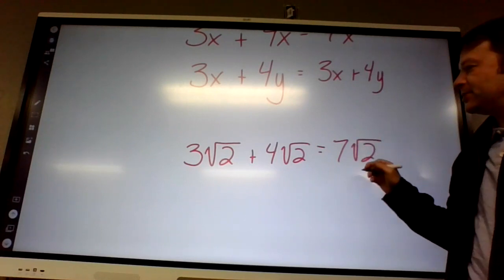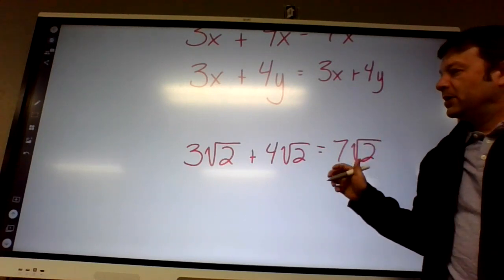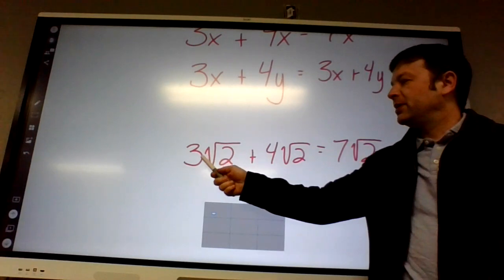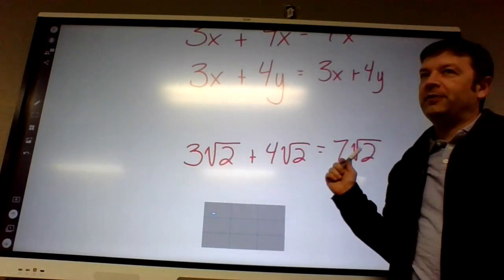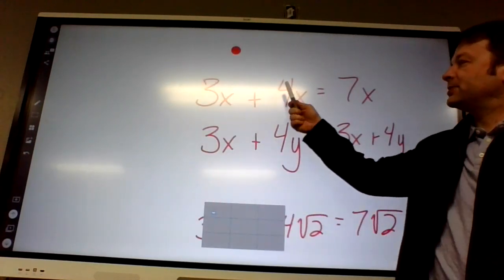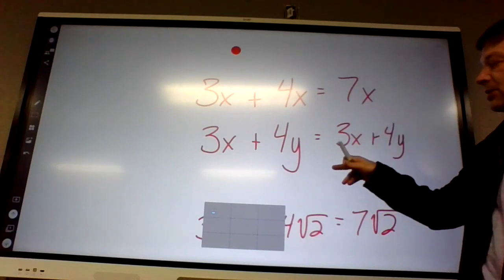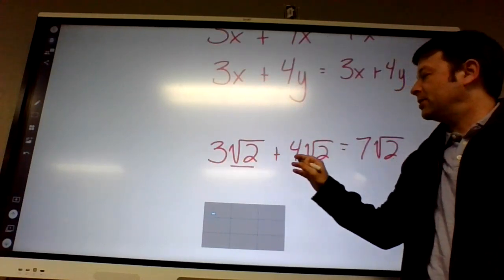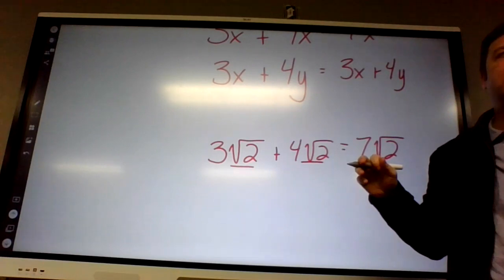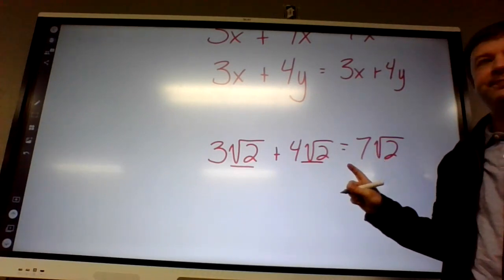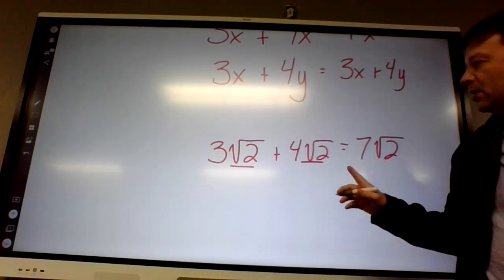Why is it not square root of 4? Because 3 of them plus 4 of them equals 7 of them. 3x's plus 4x's makes 7x's. So the square root over here doesn't change. Got it?